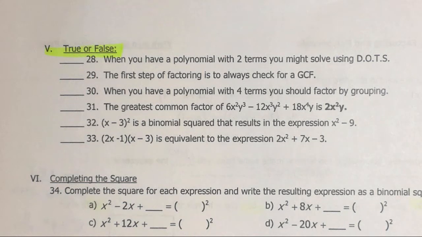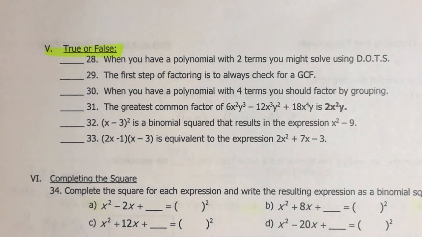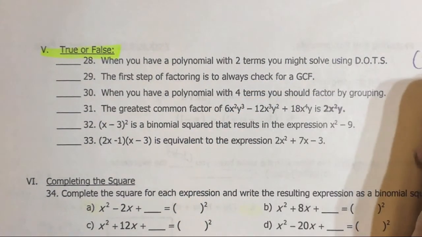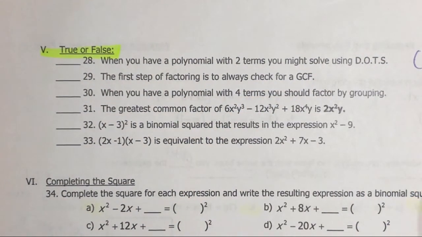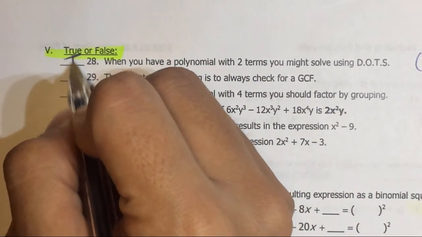Alright, the next section I'm going to do is section 5, the true or false. Number 28. When you have a polynomial with two terms, you might solve using dots. That's true. Remember, because if you have x squared minus another term squared, you have two terms. So this would be true.